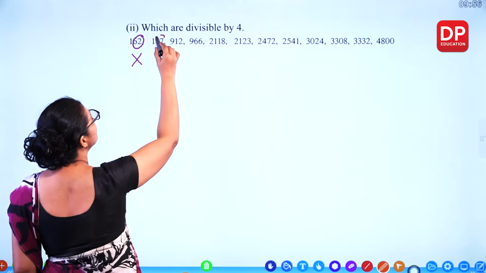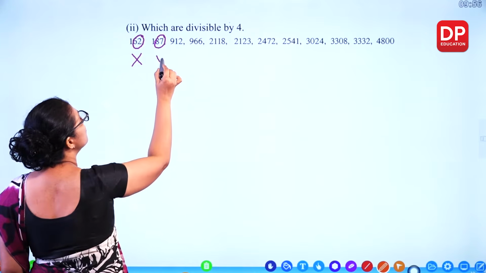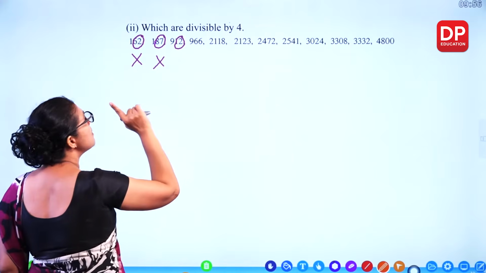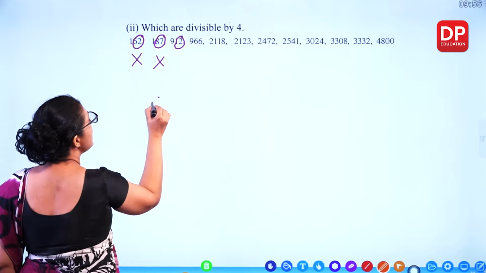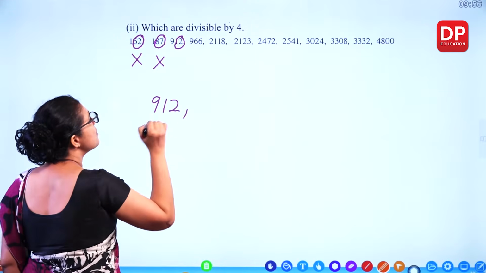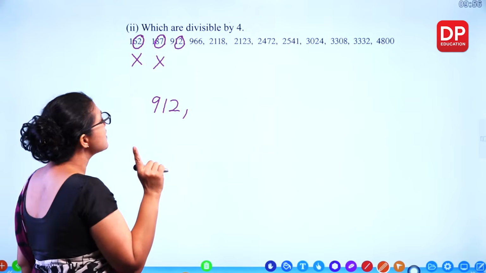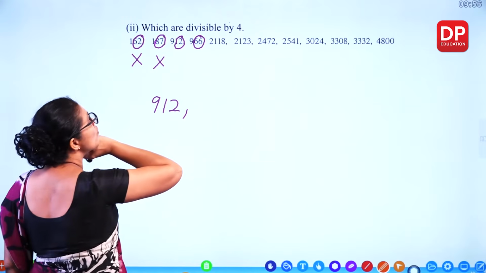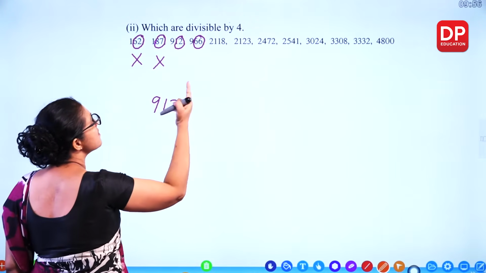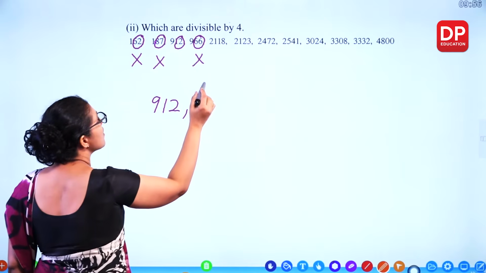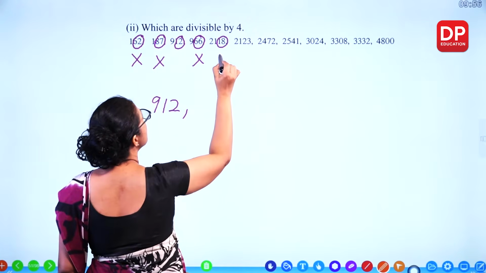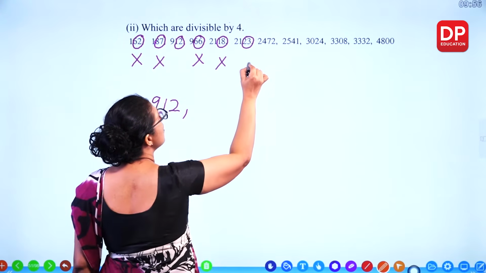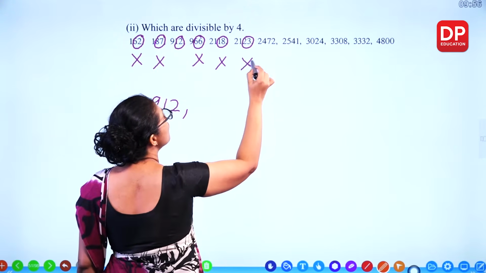87. It's not divisible by 4. 12. Yes, it's divisible by 4. So 912 is divisible by 4. 66. Last 2 digits you have to check. 4 times 1, 4. 26, it's not divisible. This one, 18. Not divisible by 4. 23. Not divisible by 4.